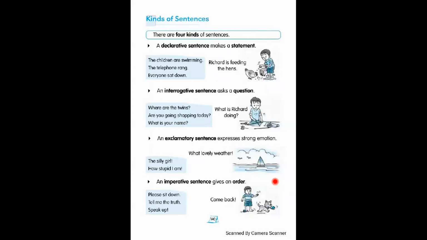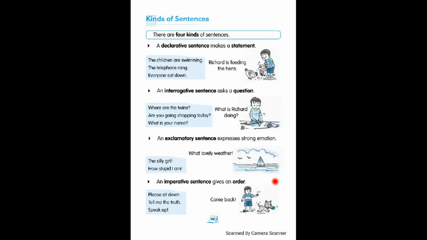Okay, good. Yes, so what are the different kinds of sentences we have seen? Repeat once again. First one is declarative sentence, interrogative sentence, exclamatory sentence, and imperative sentence. Yes, a declarative sentence tells us about the statement. Okay, just a statement. Whereas interrogative, it asks a question. An exclamatory sentence expresses strong emotion and it is followed by an exclamation mark at the end.